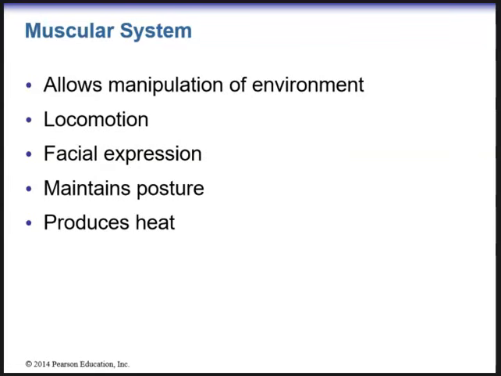Next system is the muscular system. Our muscles allow for the manipulation of the environment, and allow for movement or locomotion. We have specific muscles for facial expression. Our muscles help us maintain posture, and we also know that the muscular system produces heat.